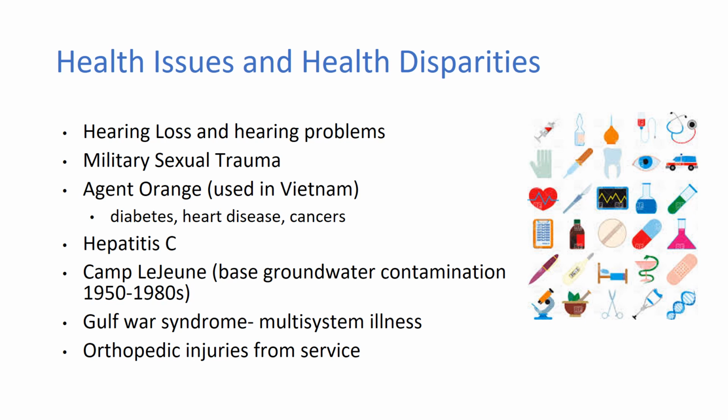Agent Orange is an herbicide and a defoliant chemical used by the U.S. military during the Vietnam War. And afterwards, Agent Orange exposure has been associated with diabetes, heart disease, respiratory cancers, prostate cancer, Parkinson's disease, birth defects, leukemias, and lymphomas. In terms of hepatitis C, more than 5% of U.S. veterans are infected with chronic hepatitis C, which is triple the rate of the general population.